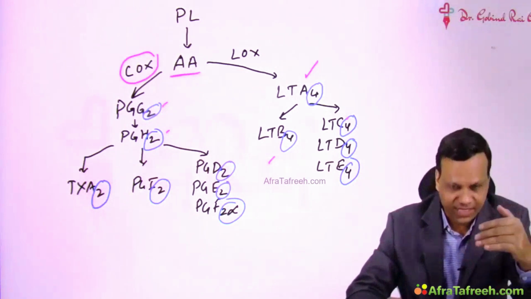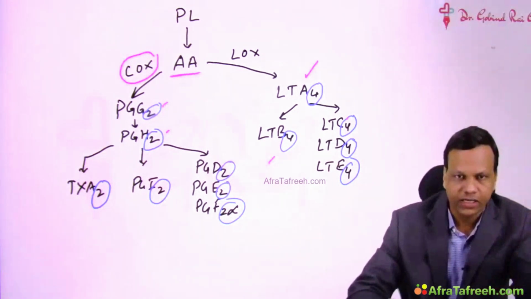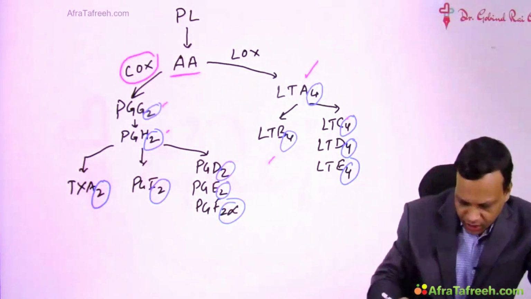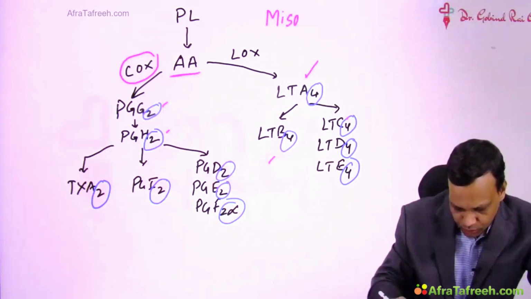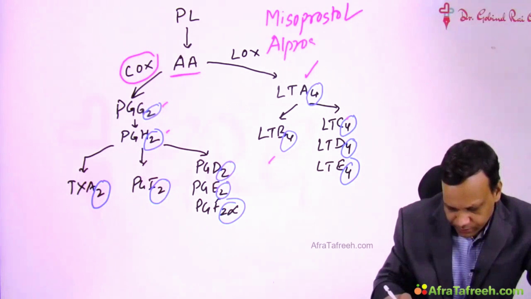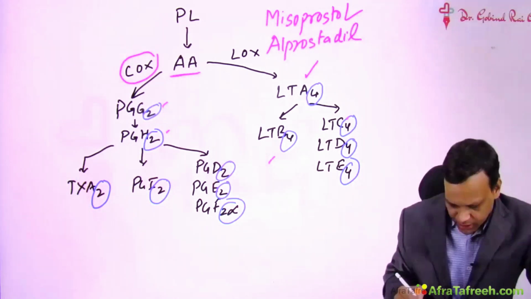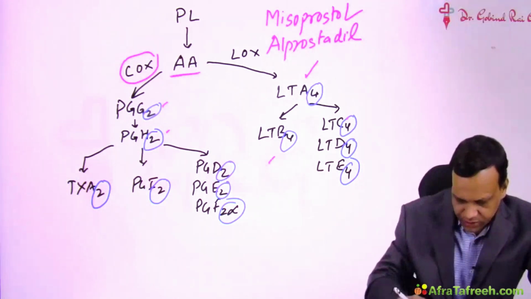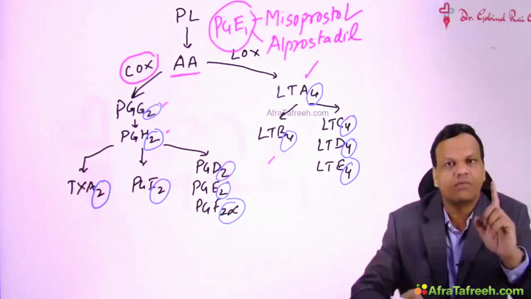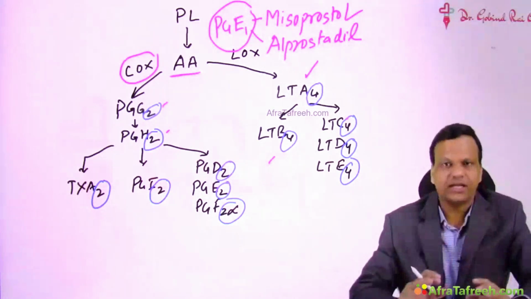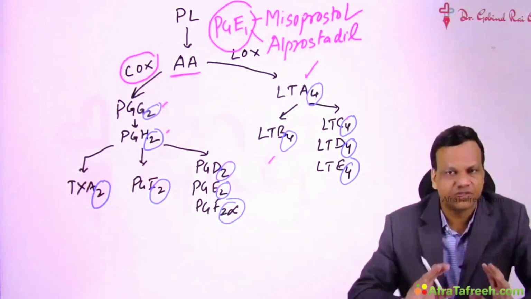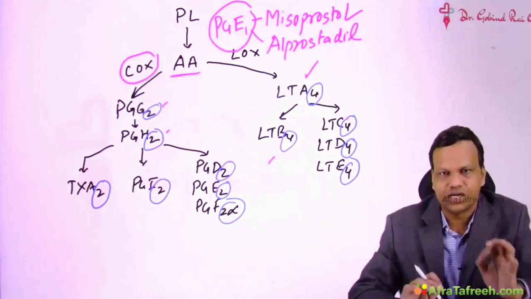But when we synthesize these compounds in the laboratory, we can make the compound with 1 double bond also. So particularly we have drugs like misoprostol, and another drug called alprostadil. They are actually prostaglandin E1. They are synthetic compounds. They contain 1 double bond only, but they work like endogenous prostaglandin E2. Their function is exactly the same as prostaglandin E2, but chemically they are prostaglandin E1.